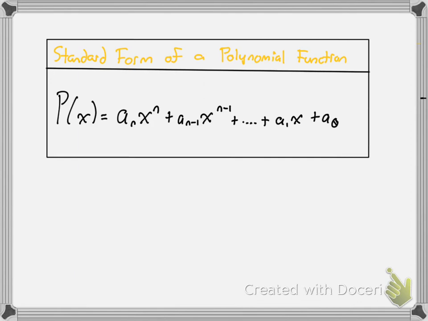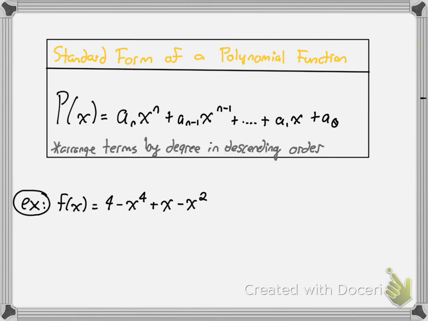Here you can see the standard form of a polynomial function. This looks kind of weird. Write it down. You're not going to have to memorize this or anything, but basically what this is showing is that we are going to order in standard form for a polynomial. You want to order the greatest term to the least term. So again, arrange terms by degree in descending order.